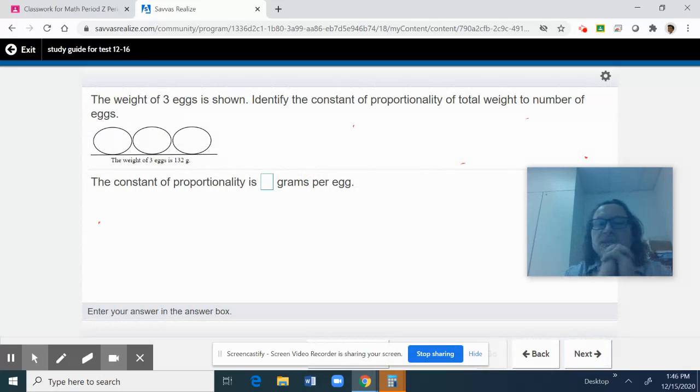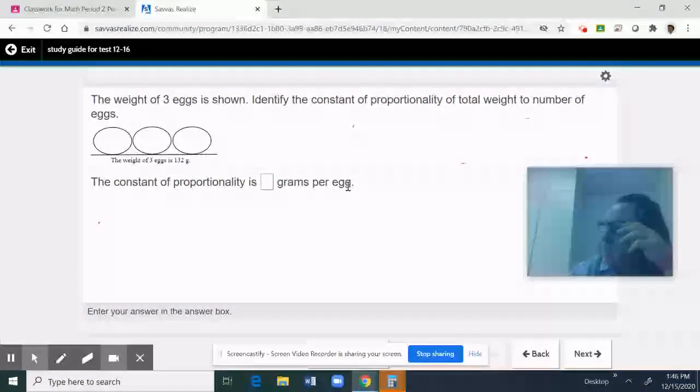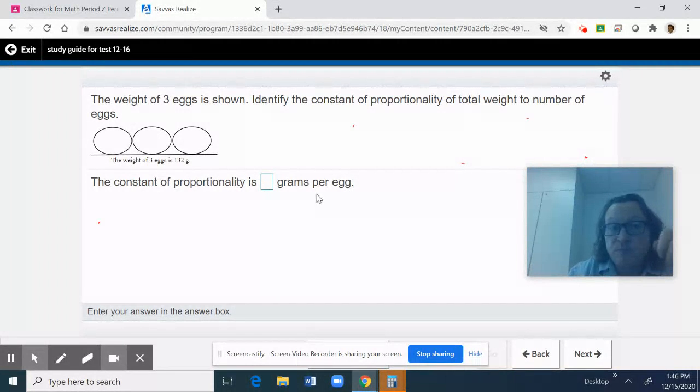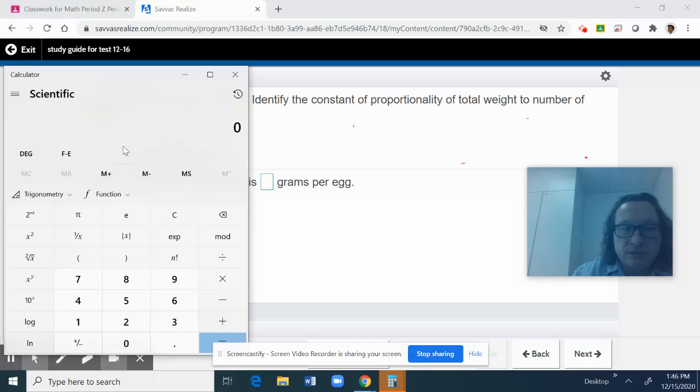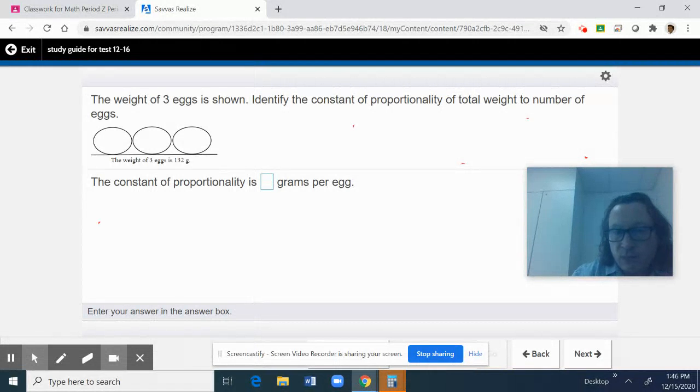Here we're trying to find the constant of proportionality, and if you notice, it's in grams per egg. So just like question one, we're looking at price per whatever it was, loaves. This is grams per egg, so that means I need the grams divided by the eggs. So in this case, our grams are 132. You can see them right here. The number of eggs is 3. So if I take one of these handy dandy calculators, there's 50 of them, I just do 132 divided by 3. So it will be 44 grams per egg, not per leg.